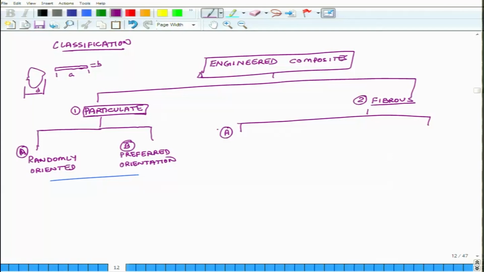One A and 2A and 2B. So, 2A would be single layer, okay, and 2B would be multiple layer. Now, what does this mean? In single layer composites you have fibers, it is just one single layer, okay.